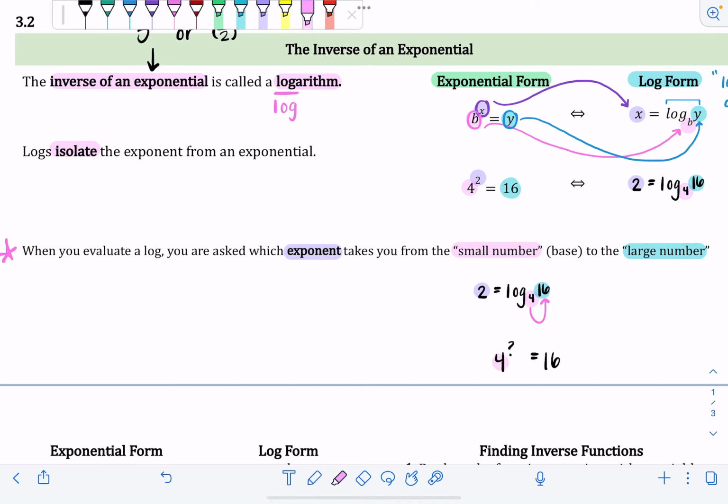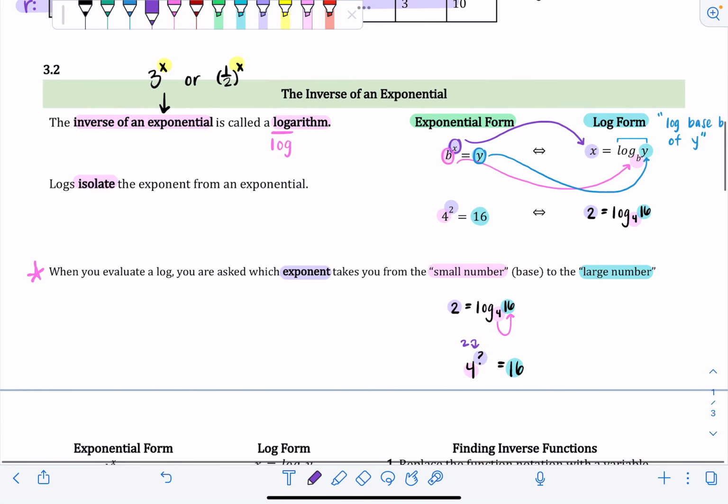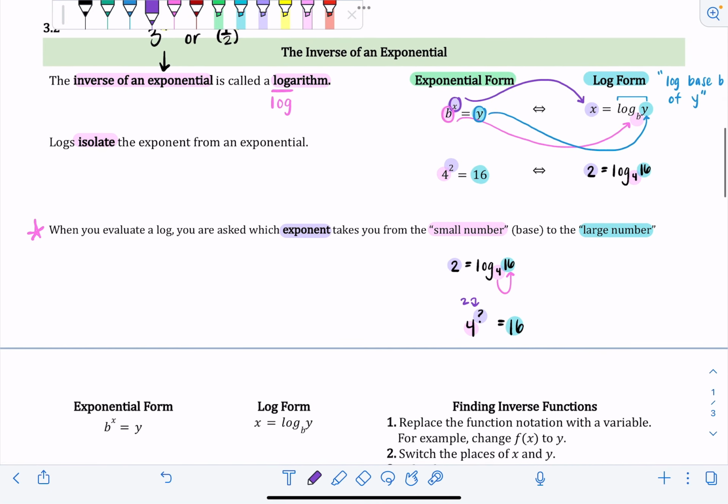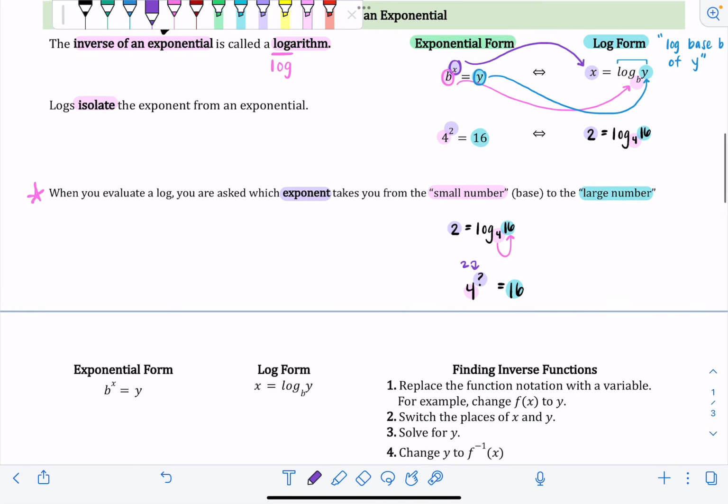Well, if we take 4 and we raise it to the second power, that would equal 16, which is why the log is evaluated and it equals 2. Because 2 is the exponent that takes you from 4 to 16. It takes you from the small number to the large number. Okay, so logs, I know the first time I learned logs, I was a little frightened, but we'll get much more practice with it. So that's just a little baby intro.